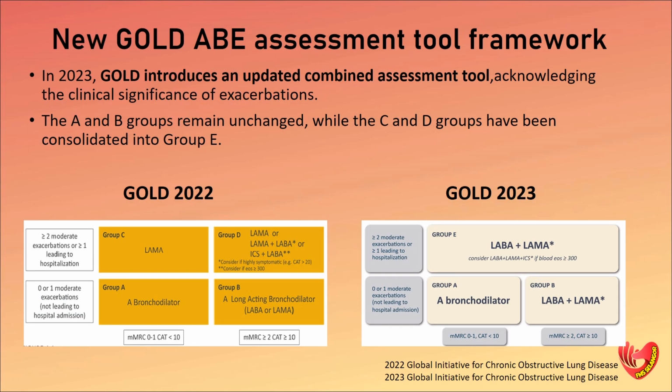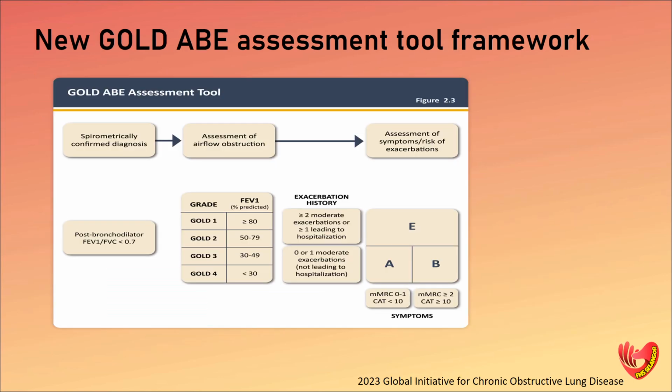As we can see from this slide, in 2023, GOLD introduced a new classification according to the history of exacerbations. Group A and B remain unchanged, while Group C and D were combined into Group E. Choices of bronchodilators are also changed according to the new group classification. This slide shows the latest framework, which includes the latest GOLD ABE classification.